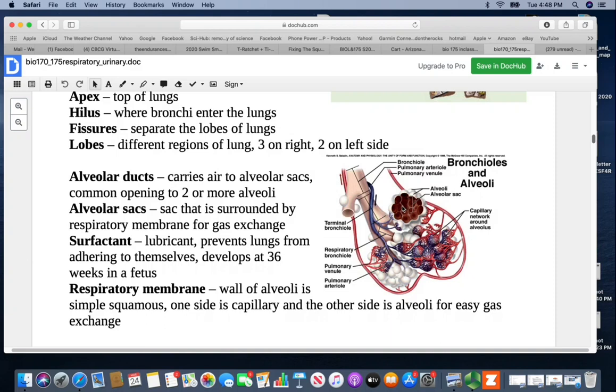The surfactant is a lubricant in the lungs. This is going to prevent the lungs from adhering to themselves. So they are a thin, moist tissue. Anything that's thin and moist like that, it could become sticky. So the lungs are the last organ system to really develop in a fetus. And the surfactant does not come in until about 36 weeks. So that's a concern with premature infants. We do have artificial surfactant that we can give them now that will help tremendously. Without the surfactant, when the lungs would collapse on themselves, the tissue would want to stick together and make it difficult to inflate.